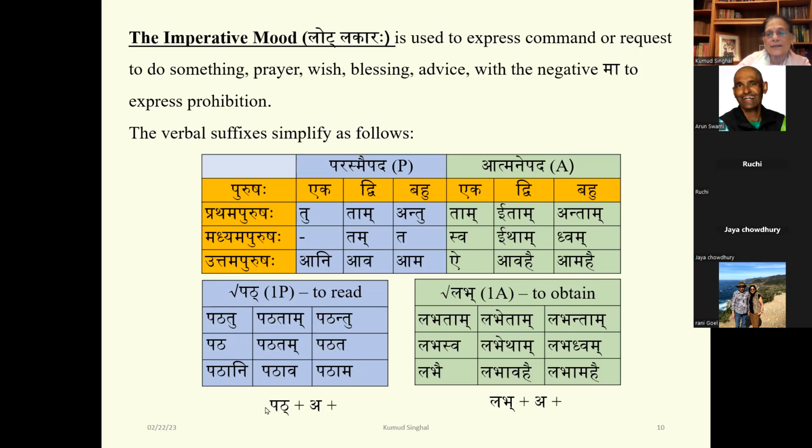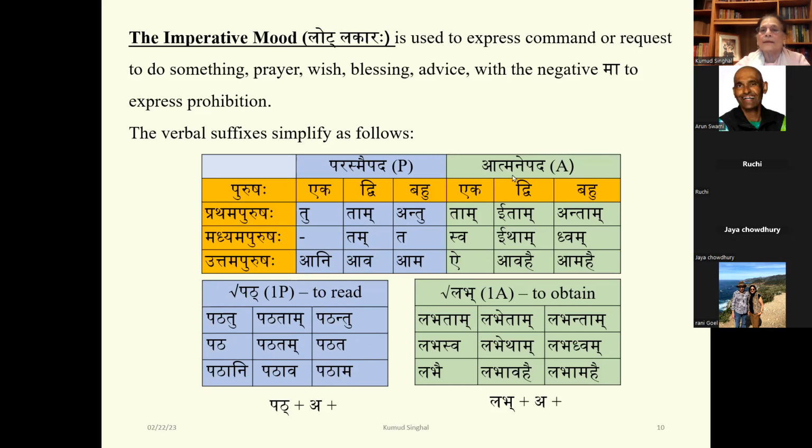So you take the dhatu pat, you add the group affix a, and then except for here where it is elongated, there are no other changes. Like pat plus a plus tu becomes patatu, patatam, pat plus a plus tam, patatam, patantu. Here again, of this a and a, only one a is retained, there's a special rule here. Then patha, patatam, patata, and again patani, patava, patama.